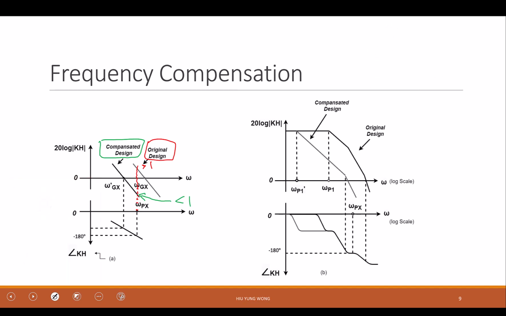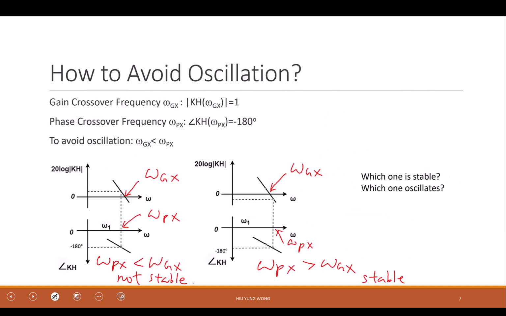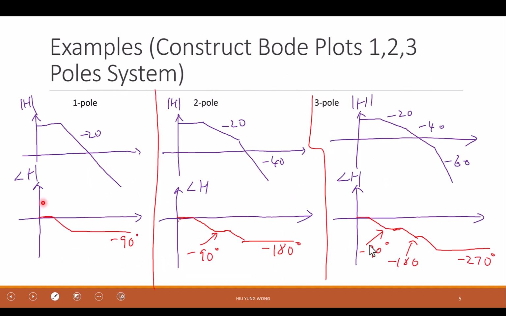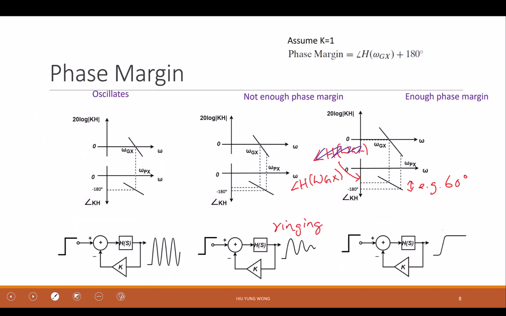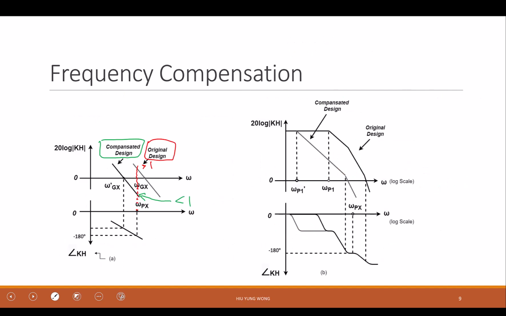So what is the solution? We need to first look at why we have negative 180. It must come from three poles, right? So let's remember this one. You only can really reach negative 180 if you have three poles. This one is an approximation. You only reach negative 180 at infinity, right? However, the first negative 180 is due to the second pole.